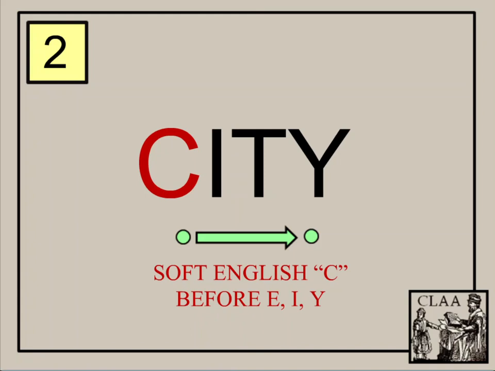The second sound we use to read the English consonant C is the soft English C sound. S, s, s. This sound is used before the sounds of the letters E, I, and Y. Let's read this word with the soft English C sound.